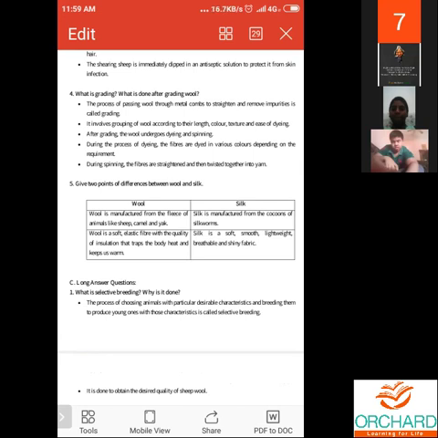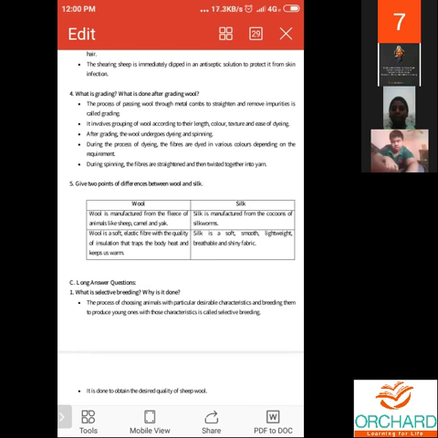The process of passing wool through metal combs to straighten and remove impurities is called grading. This can be asked as a definition, a 2-mark question, or an objective. Grading is the process where wool is passed through metal combs to straighten it and get rid of impurities. It involves grouping wool according to length, color, texture, and ease of dyeing. These are the different qualities of wool.